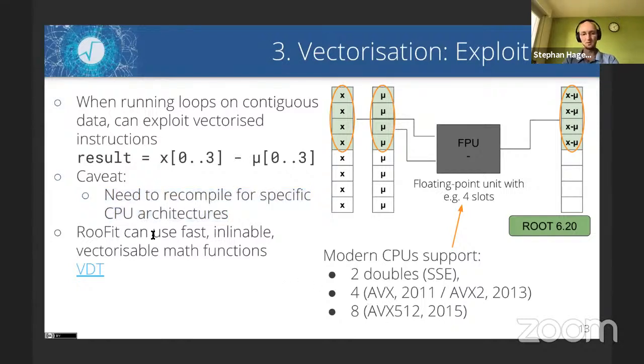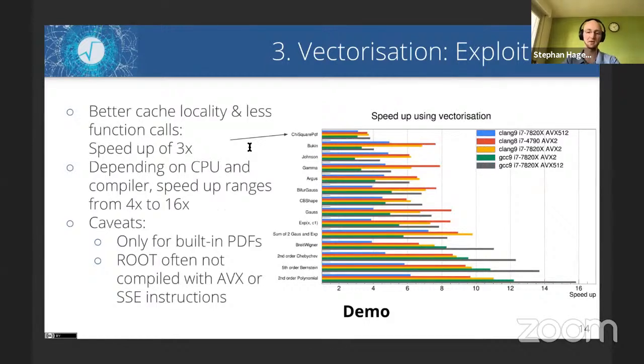And then in addition, RooFit has some magic weapon. It's the VDT library. And that is a library that has fast, inlineable, vectorizable math functions, so exponentials and logarithms and so on. And these are even faster than the standard library functions.